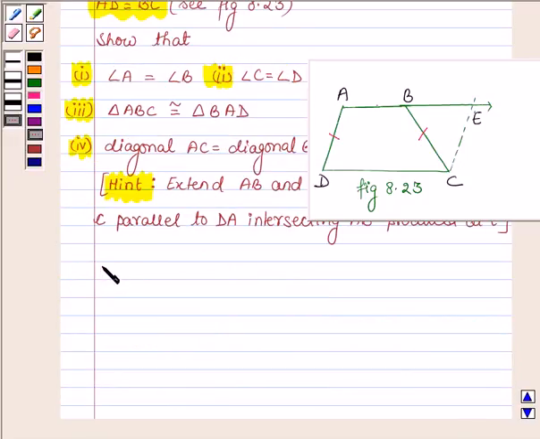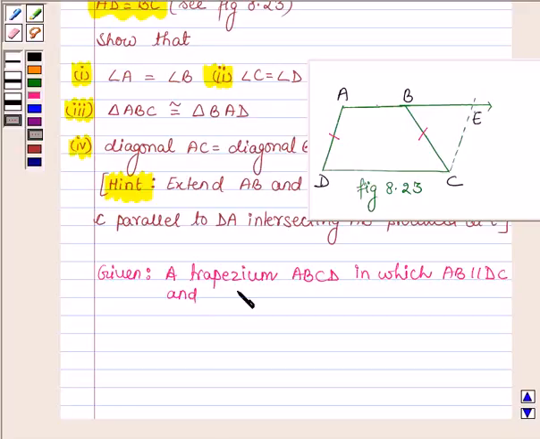So, we are given a trapezium ABCD in which AB is parallel to DC and side AD is equal to BC.